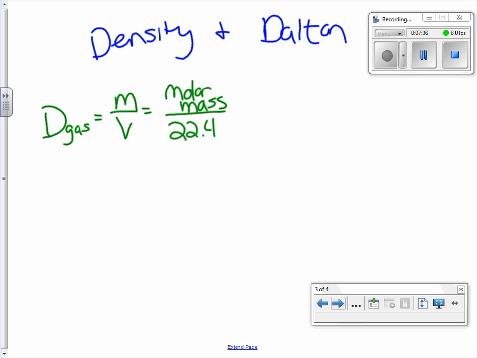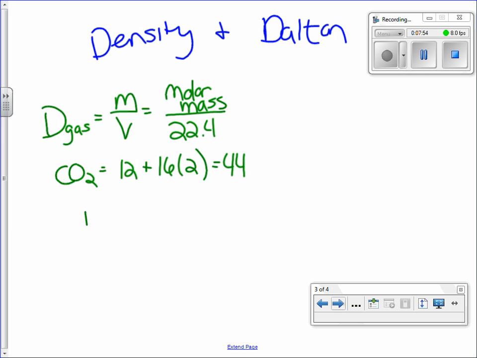So if I ask you for the density of a gas, you just find the molar mass of it. For example, if I ask you for the density of CO2, that's all I have to give you. Any other information is extraneous. I'm going to take the molar mass of CO2. Carbon weighs 12 from your periodic table. Oxygen weighs 16. I have 2 of them. The total is 44. Okay?